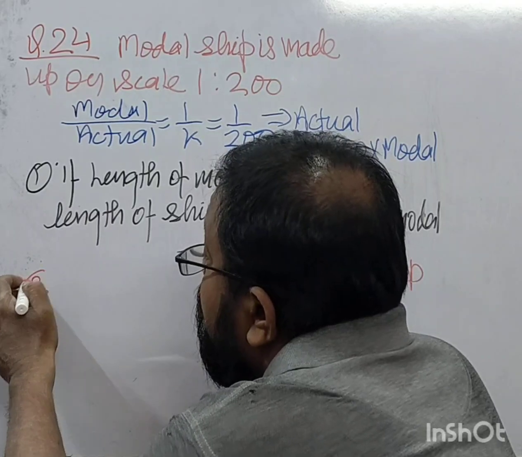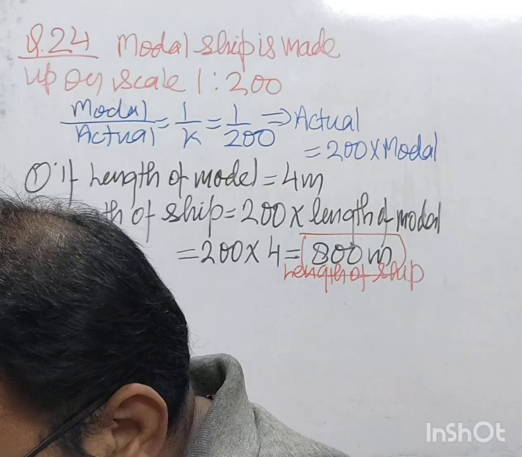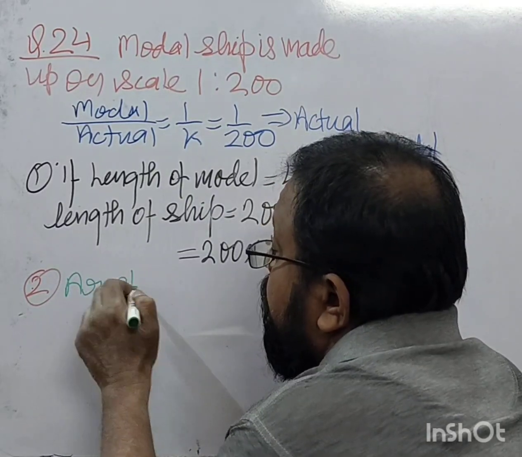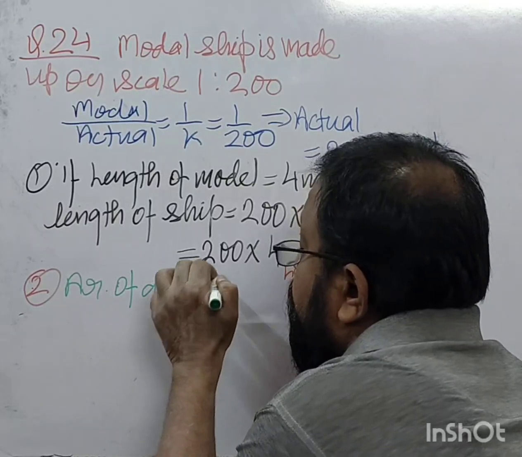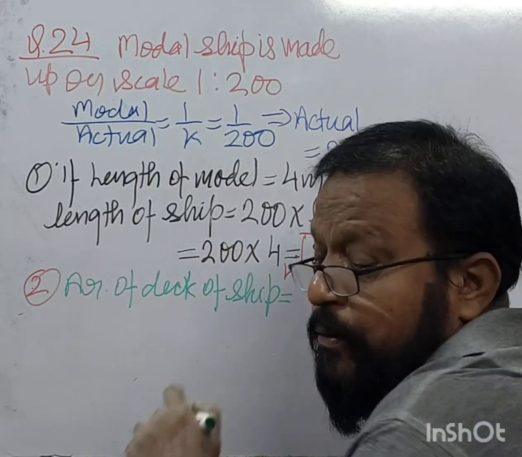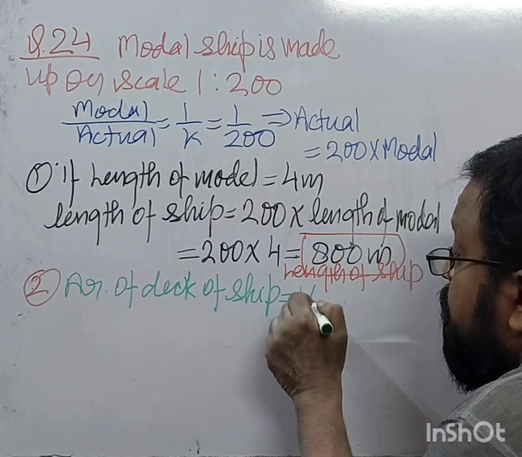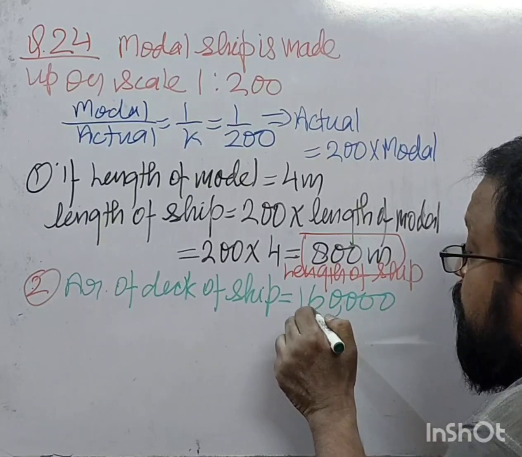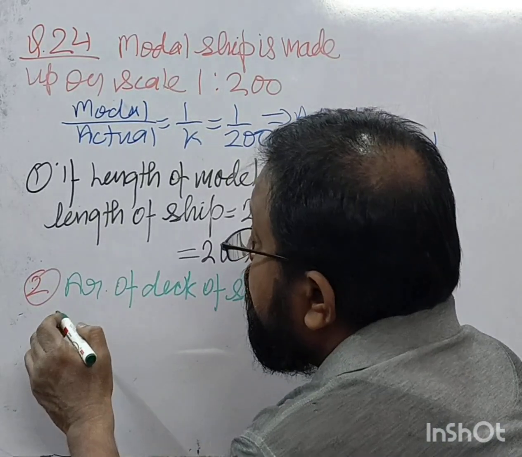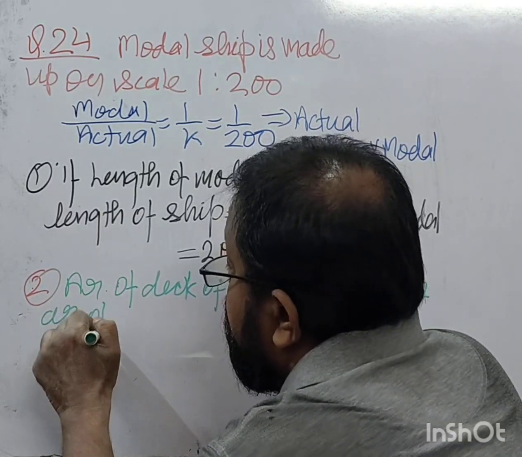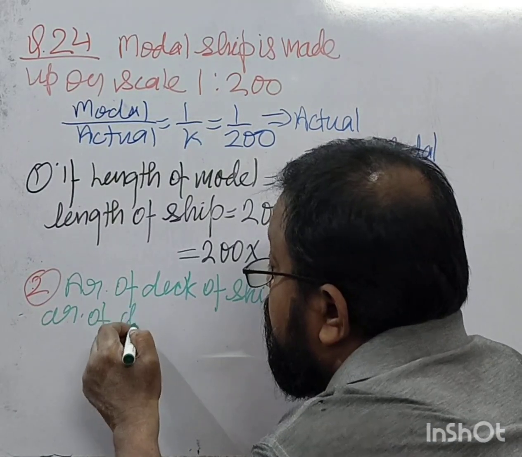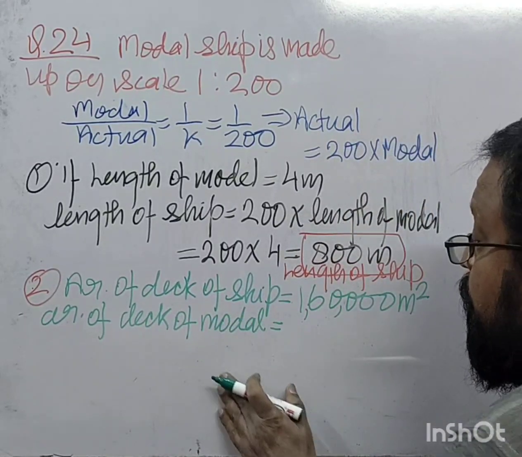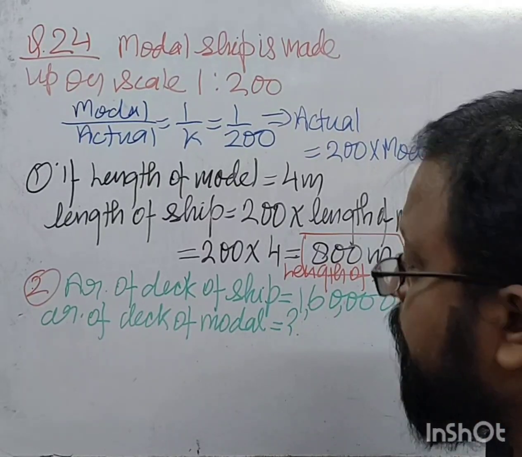Now we come to part 2. In part 2, if area of deck of ship is equal to 1,60,000 meter square, 4 zeros are there, then area of deck of model we have to find, right?